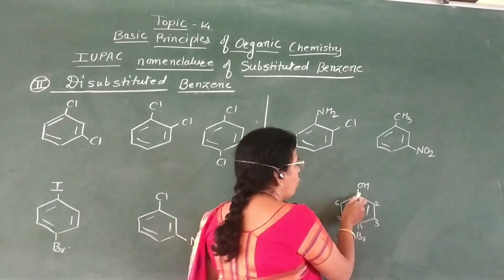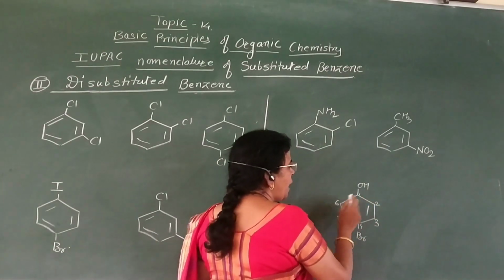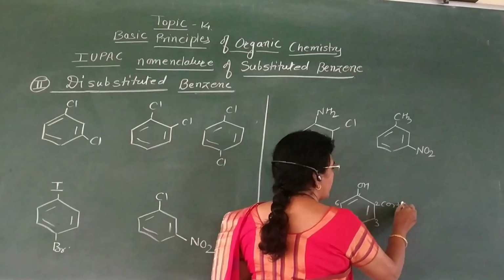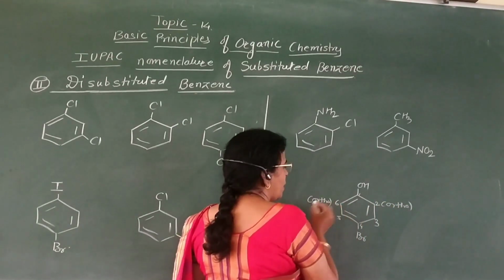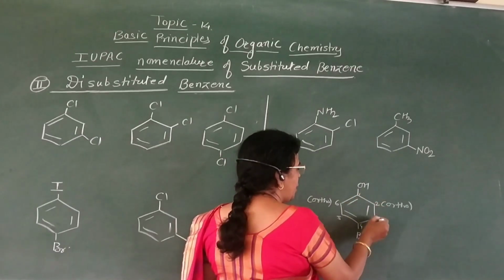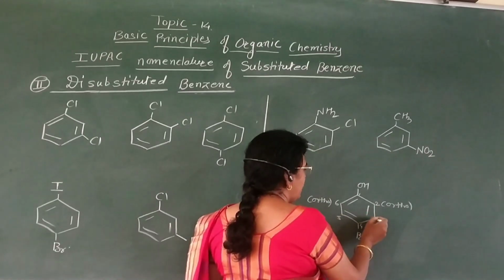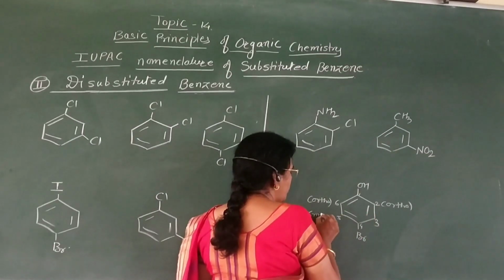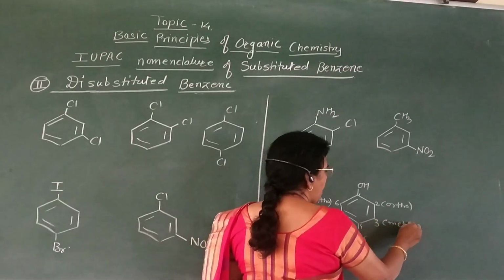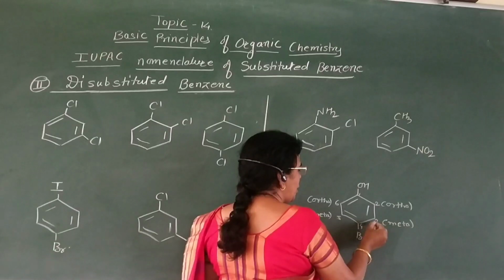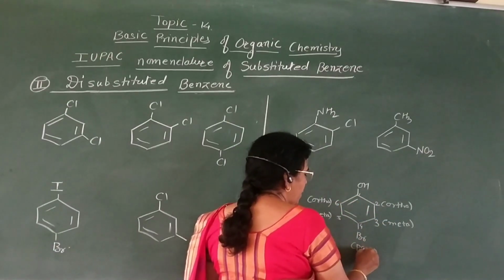Now this disubstituted benzene has 3 positions. Now look here, 1, 2. These 2 positions are similar. They are called ortho position. This 6th position is also ortho position. Now look here, 1, 2, 3. Now these 2 positions are similar. Therefore it is meta position. That is carbon number 3 and carbon number 5 is meta position. And 1, 2, 3, 4, this 4 position is para position.